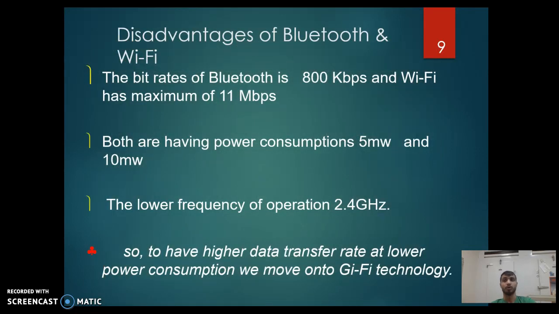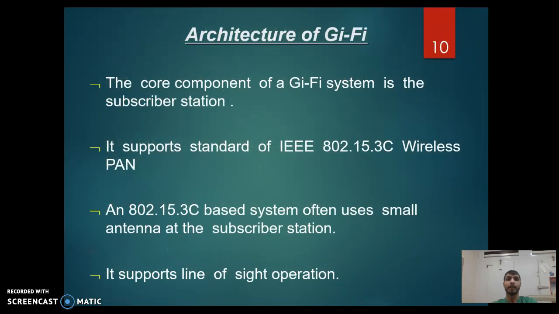As I told you, the disadvantages of Bluetooth and Wi-Fi: the first is the bit rate. Bluetooth is 800 kbps and Wi-Fi has a maximum of 100 Mbps, as we have seen earlier. Both have power consumption of 5 milliwatts and 10 milliwatts, and also the lower frequency of operation is 2.4 gigahertz. So to have a higher data transfer rate at lower power consumption, we have to go to G-Fi technology.